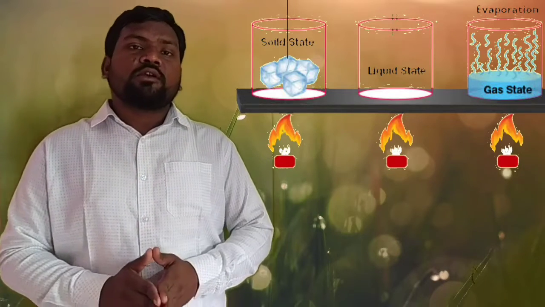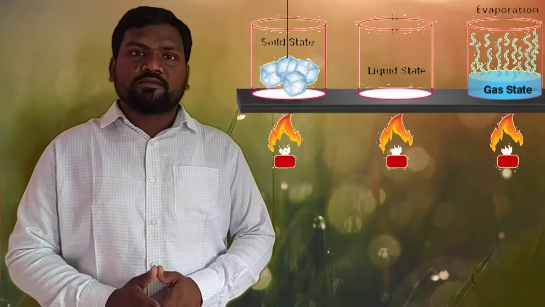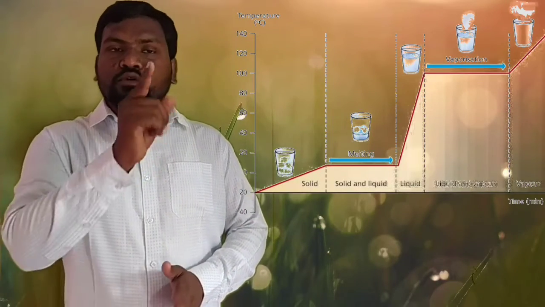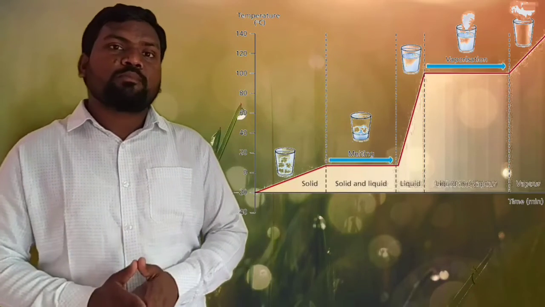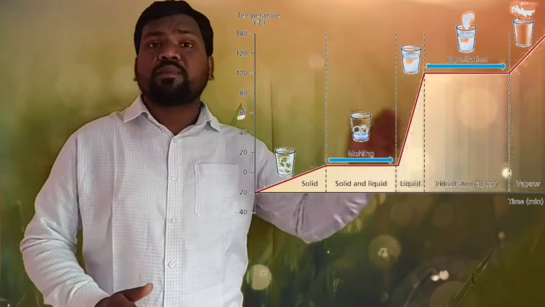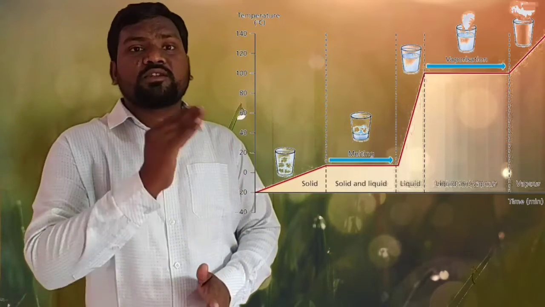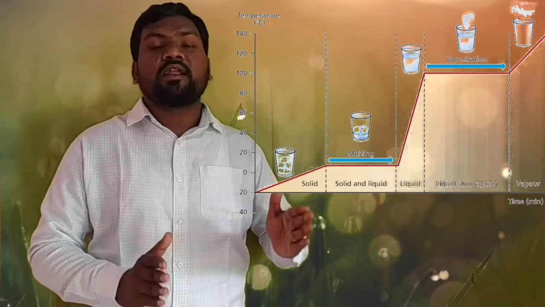During this conversion, the temperature of the water does not increase, but we are continuously supplying the heat. Now the question is, where does this heat go? Even though we are supplying the heat continuously, the temperature remains constant. In the first stage, the temperature remains constant at 0 degrees Celsius, and in the second stage, the temperature remains constant at 100 degrees Celsius.